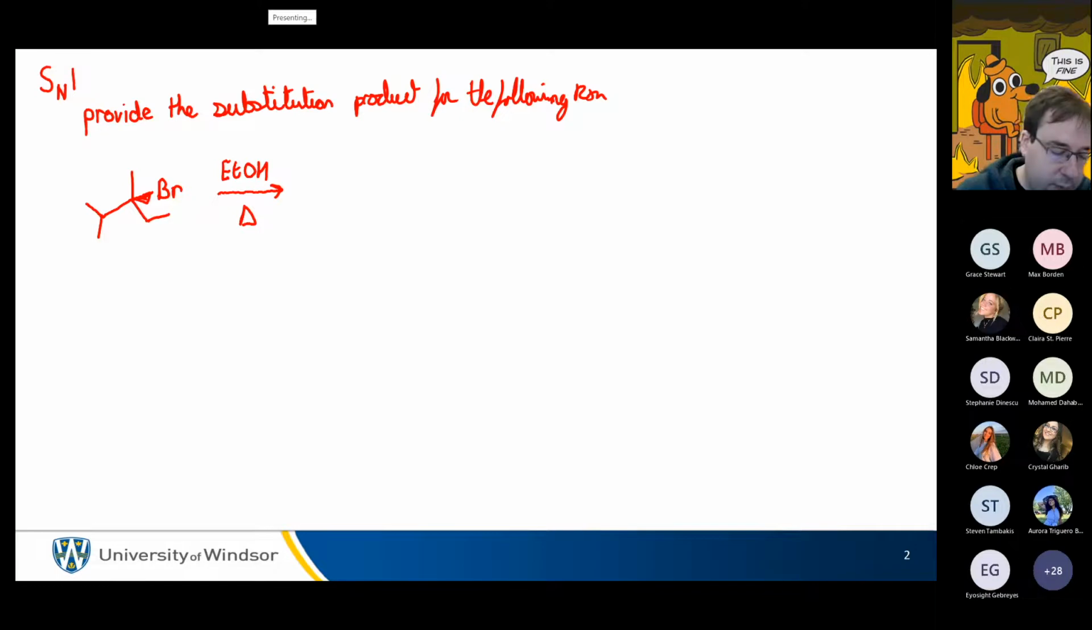Okay, so what we need to realize in an SN1 reaction is it's unimolecular.